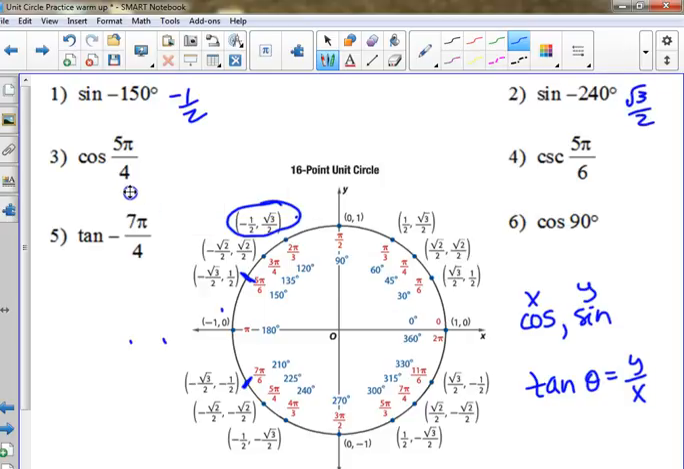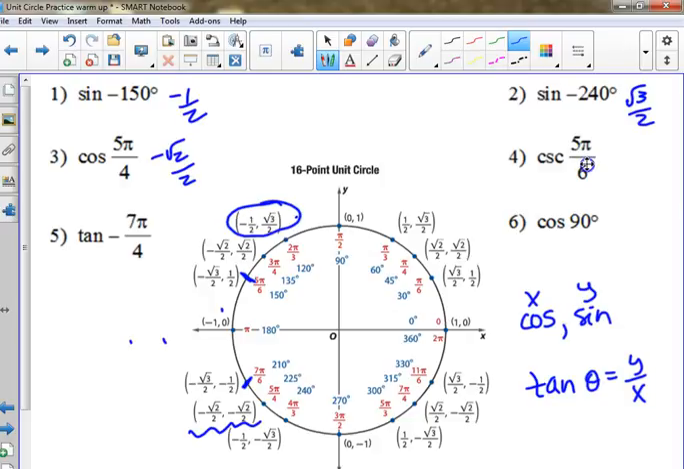5 pi over 4. Well, I know pi over 4 is 45, so if I start counting around 1, 2, 3, 4, 5, we should be in this quadrant, right? Cosine, just the x, so it's negative square root of 2 over 2.